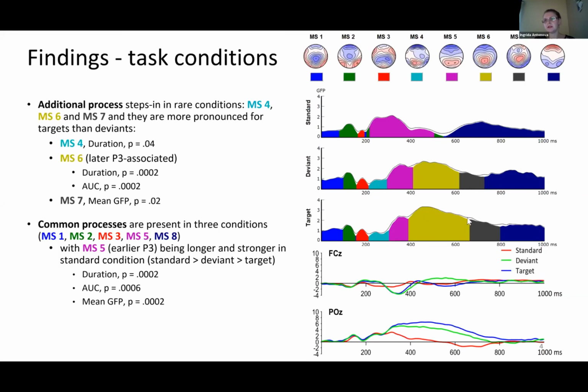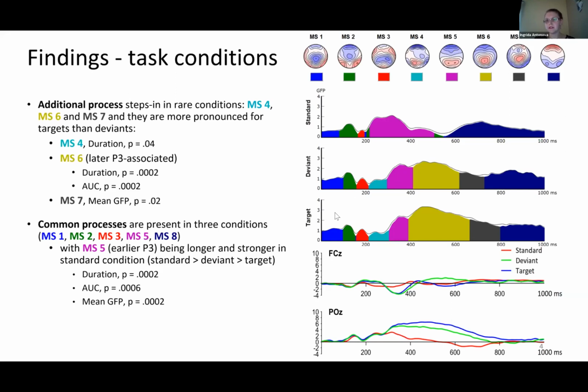We observed that there are 3 different processes in deviant and target conditions: an early blue one, this olive one, and a gray one. And they are not present in the standard condition. So they are additional to rare stimulus processing, and duration and area under the curve, both with global field power mean, so amplitude, were higher in the target condition. Also, we observed some differences in common processing steps, namely microstate 5, this purple one, which represents the early P3 component, lasted longer and had higher amplitude in the standard condition compared to deviant and target conditions.